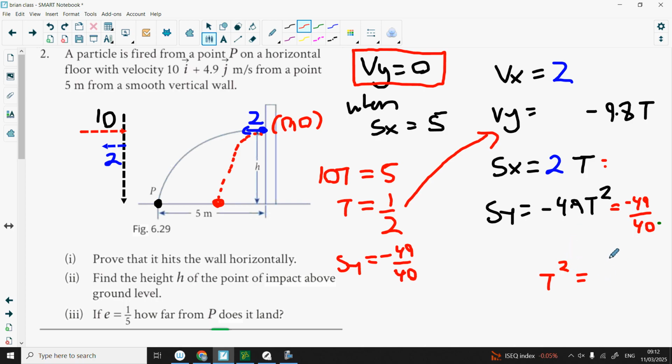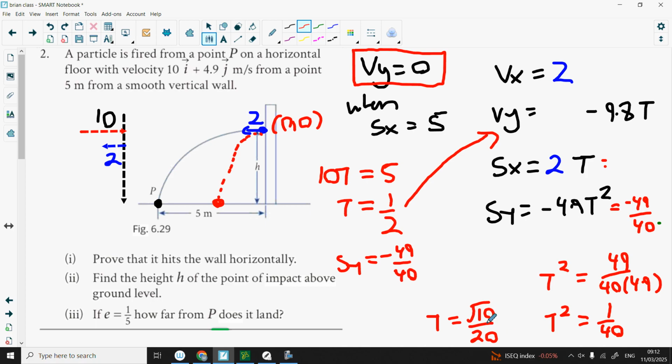And then divide by 4.9. So it's going to be 49 over 40 times 4.9. Somebody tell me what that is. Just 1 over 40. Square root that. Square root of 10 over 20. Okay.